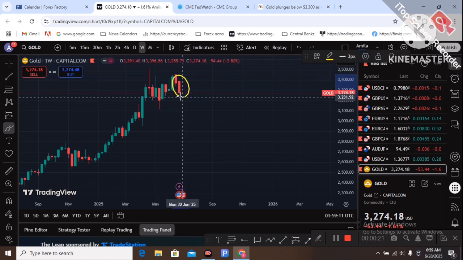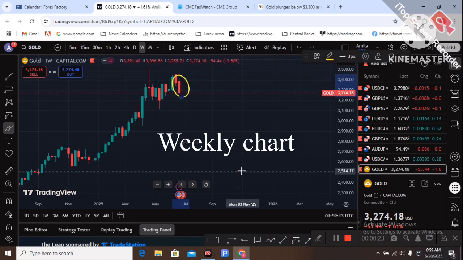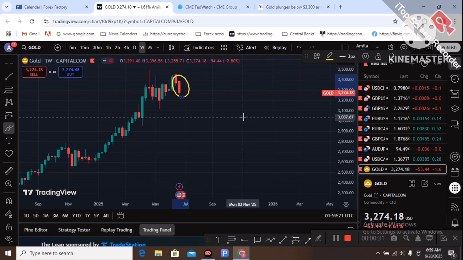This is the weekly chart, gold. You can see last week's candle is the red candle. That means sellers are in control. Gold price pushed to the downside last week.